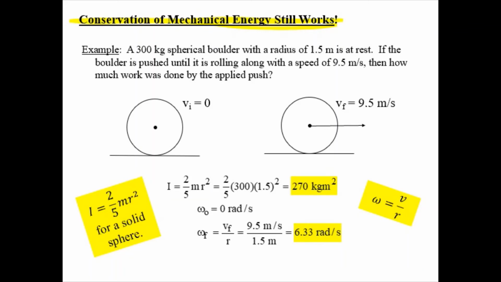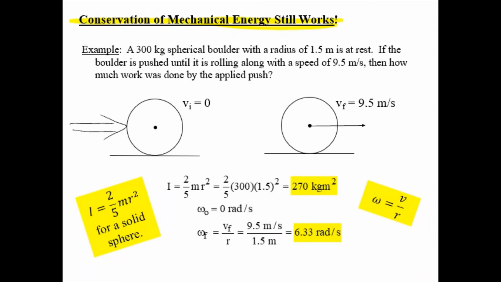It says we have a 300 kilogram spherical boulder with a radius of 1.5 meters and it's at rest. If the boulder is pushed until it is rolling along with a speed of 9.5 meters per second, then how much work was done by the applied push? So the assumption here is that the push is happening along the direction of motion. Okay, I want to make that part clear.